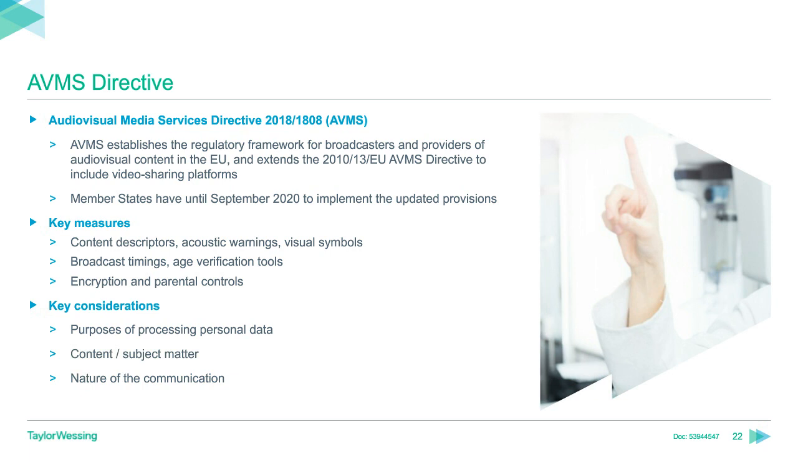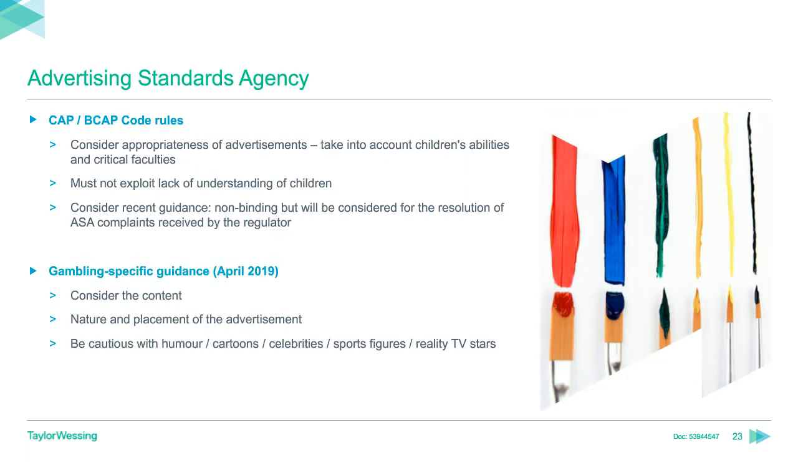A bit of brief background around the different bodies that are coming into play here. The Advertising Standards Authority, or the ASA, is the UK's independent advertising regulator. The Committee of Advertising Practice, or CAP, is the ASA's sister organisation, and CAP is responsible for writing the advertising code. The ASA makes sure that ads across UK media adhere to these advertising codes.